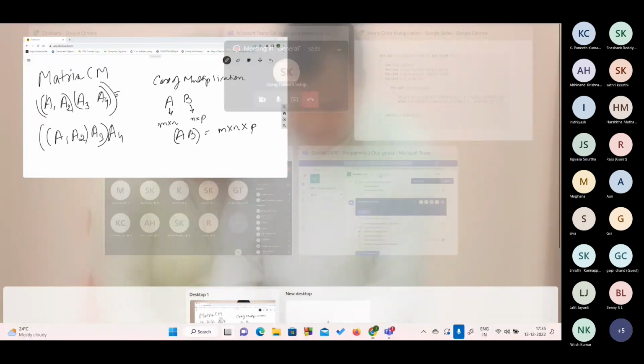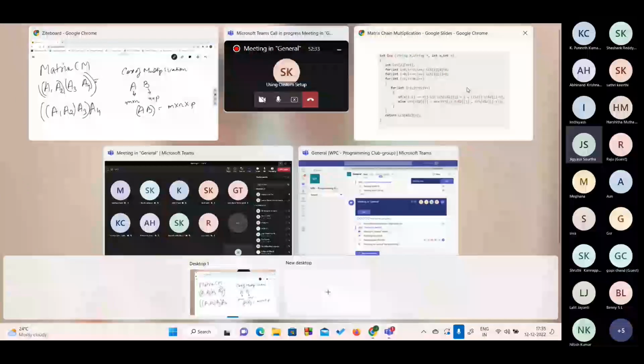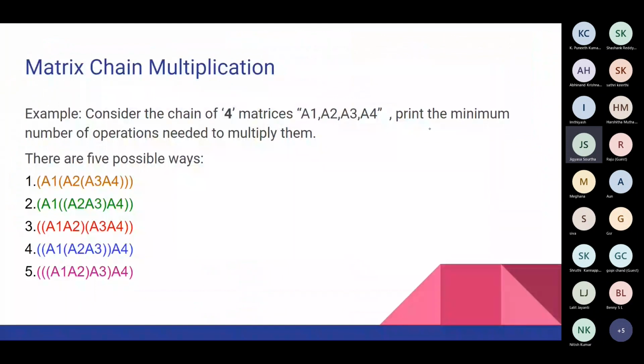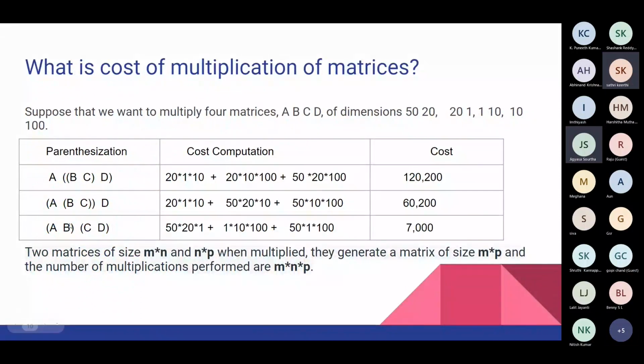Consider you have these A1, A2, A3, A4. Then there are a total of 5 possible ways in which they can be multiplied. When you talk of their cost of multiplication, among these three, the minimum is the third one, which is 7,000.